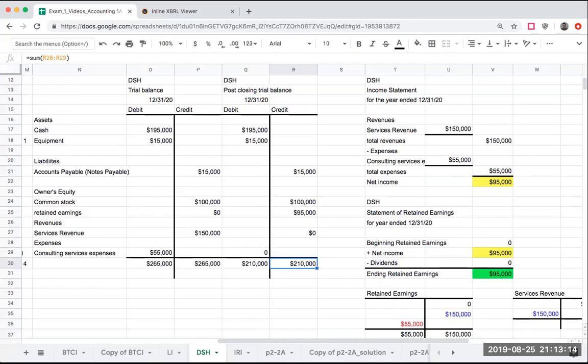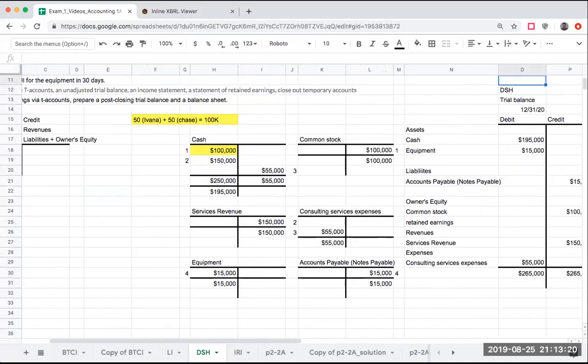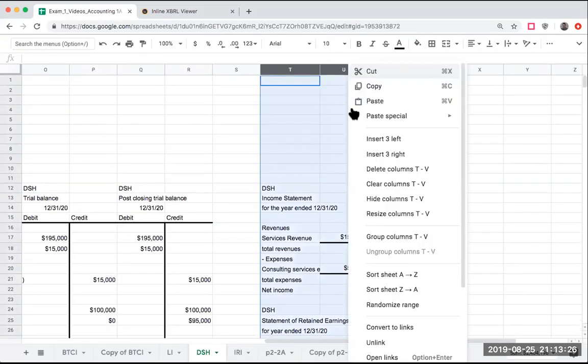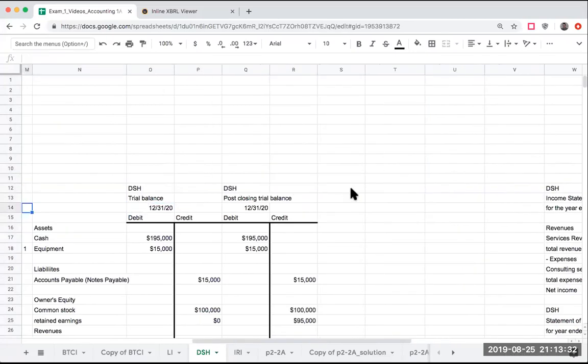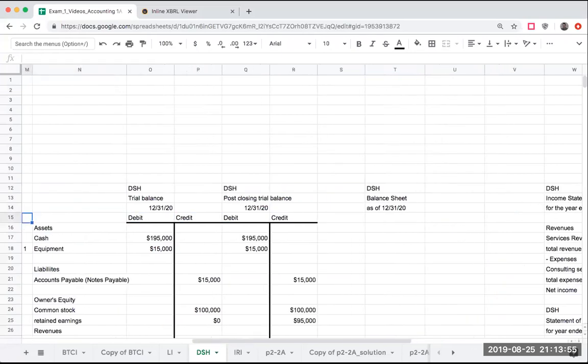So the very last thing I'm going to do is a balance sheet. What that balance sheet is going to be is a snapshot in time of what my assets, liabilities, and equity accounts are. So here I'm going to have the DSH balance sheet, and this is very important. It is not for the year ended. It is a point in time, so it's a snapshot in time. This will be as of 12/31/20, and this is how I label my balance sheet.